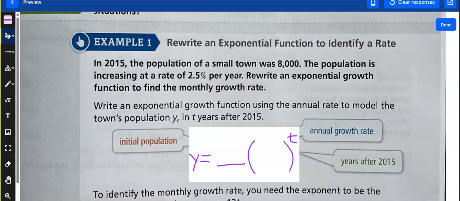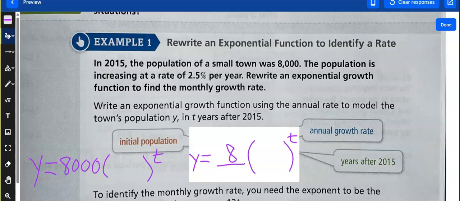What should I put in the first blank for the starting amount of the population? What would you like? So what was that? 8. We could use 8. If you wanted to use 8,000, you could use 8,000. Either one of those is acceptable.